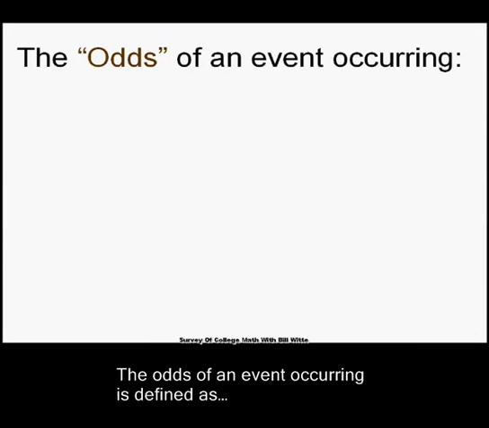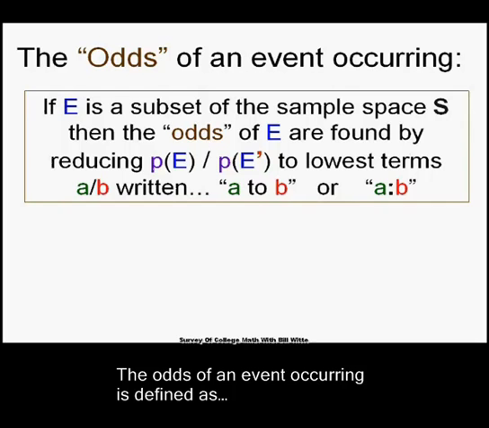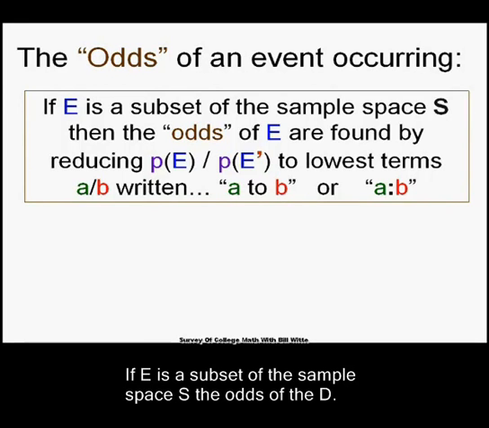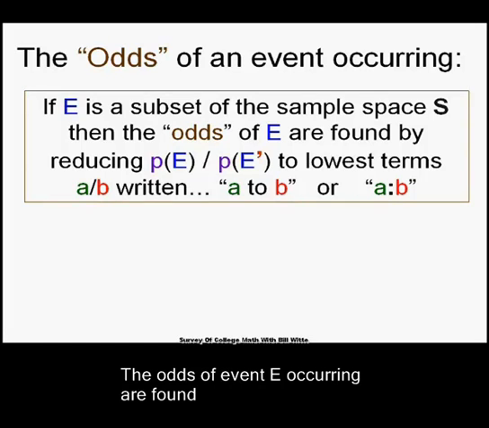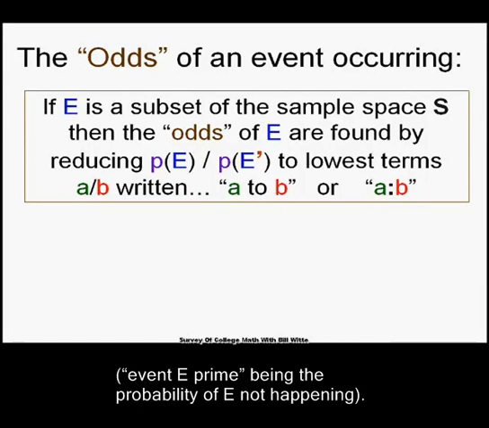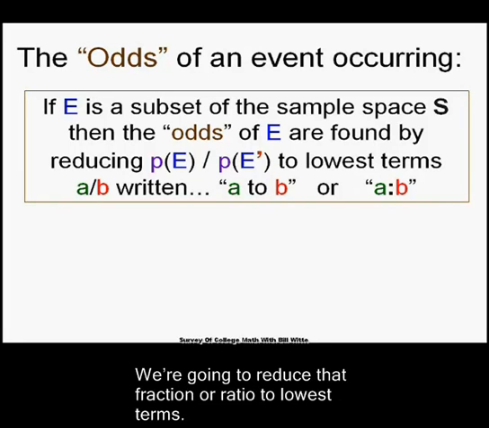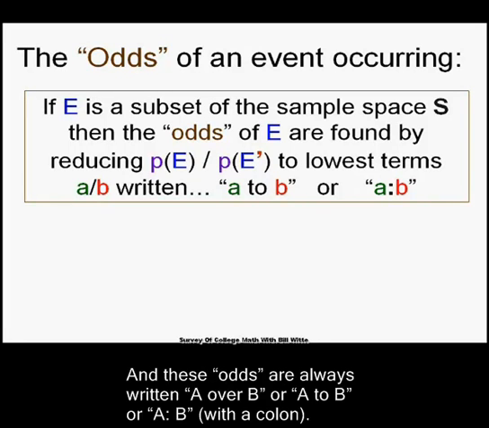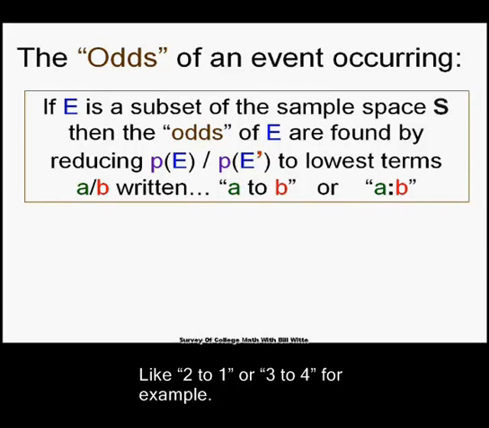The odds of an event occurring are defined as follows. If E is a subset of the sample space S, the odds of E are found by reducing a fraction that is the probability of E over the probability of E prime, E not happening. We're going to reduce that fraction or ratio to lowest terms. Odds are always written A over B, or A to B, or A colon B. The odds are 2 to 1, 3 to 4, or whatever.